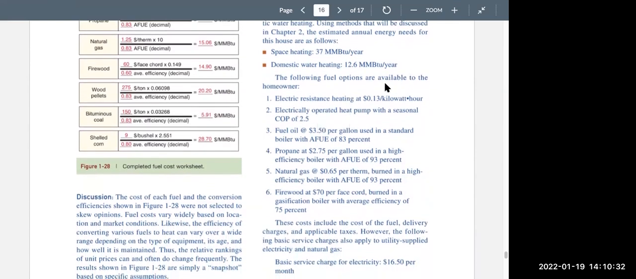So we get some new options. They say, well, the electric heat went up. It's 13 cents. It could be they live in a location like Hawaii where everything costs more. Not everything is cheap in Indiana as it is in other places. But that's pretty close to Indiana prices. They have a heat pump with the COP of 2.5. They have their fuel oil option, their propane, natural gas, and firewood. $70 per cord.